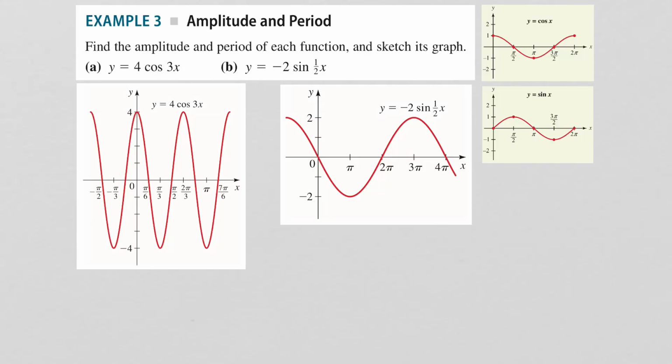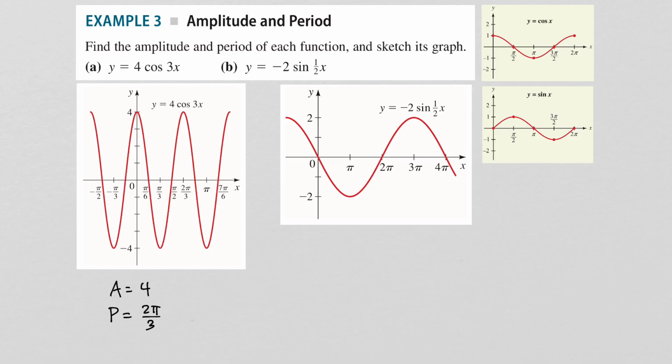So a couple of other examples. If I want to sketch the graph of y equals 4 times the cosine of 3x, we know the amplitude is 4, and the period is going to be 2 pi divided by the number in front of x here, which is 3. And so if the period is 2 pi over 3 on our graph, that means every 2 pi over 3 units, we're going to go through one complete cycle.